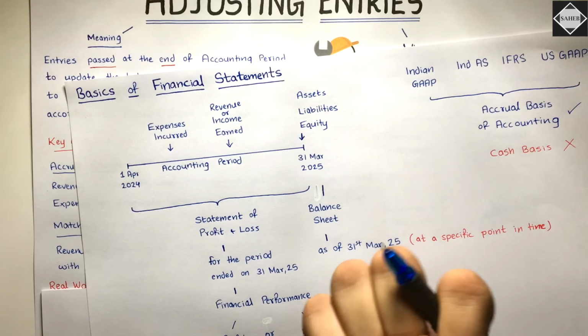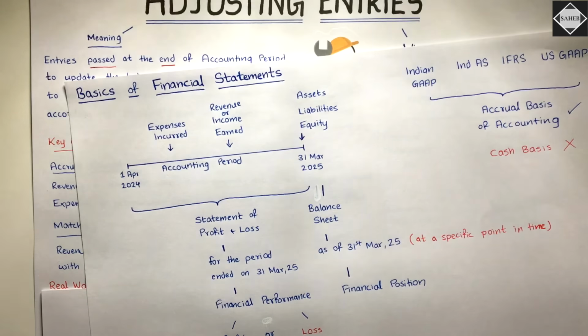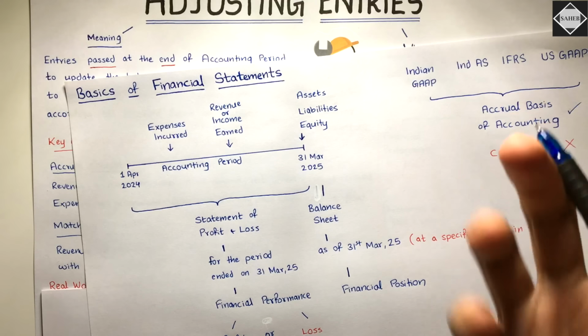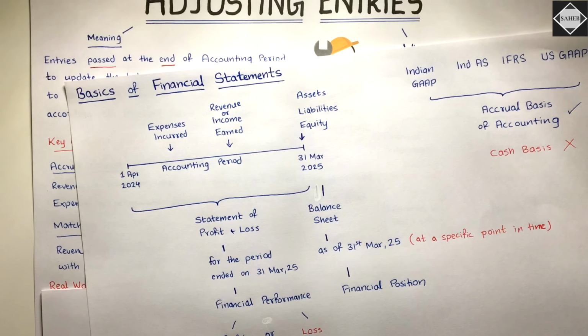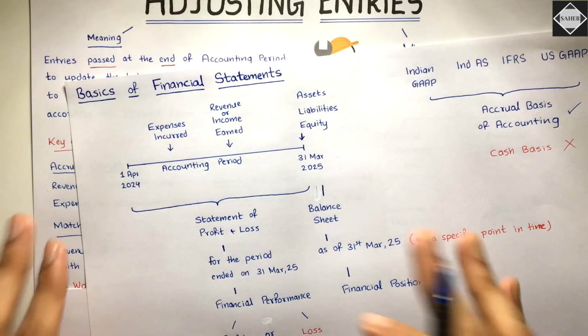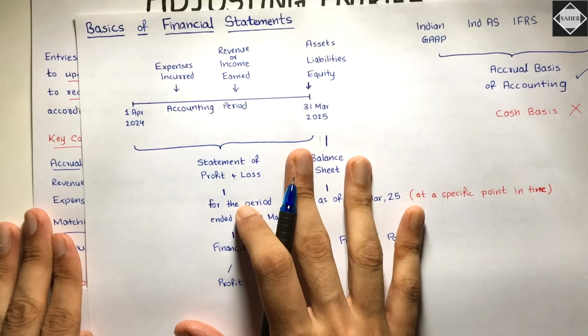How much liabilities we have to pay? How much equity do we have? The residual interest of the equity participants, right? The owners, right? The capital, isn't it? So that's the thing. Fine. Basics of financial statements. You understood this, right?